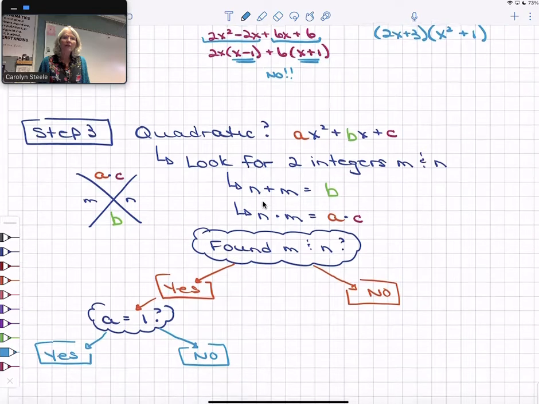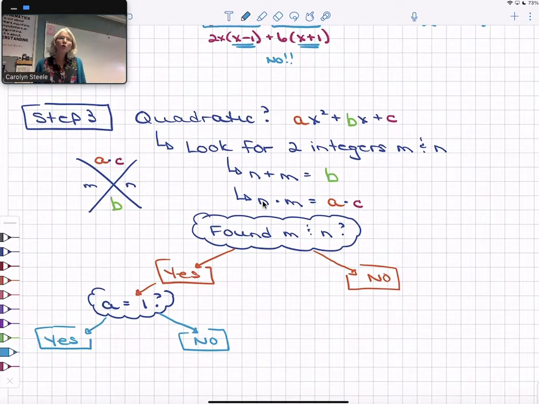Next, going through our checklist, is step 3. Do we have a quadratic? And does the quadratic match this form, ax^2 + bx + c? For quadratics, a cannot be 0, but sometimes b is 0 or c is 0, so don't let that throw you off. We're looking for a quadratic. Now, when we go to factor a quadratic, we're looking for 2 numbers. I'm just calling them m and n. Those 2 numbers need to add together to be b, and they need to multiply together to be a times c.